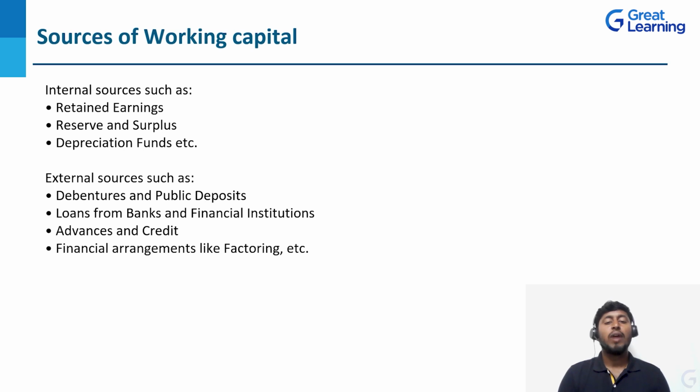Factoring is nothing but an agent acting between the company and the banker. Whatever vouchers or bills receivable are there, we submit them and we can get the money from the financial institution. They deduct some percentage of commission and repay the money. That is factoring. So these are the few sources of working capital.